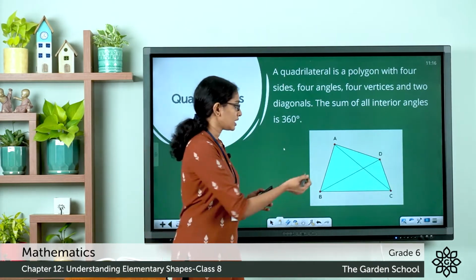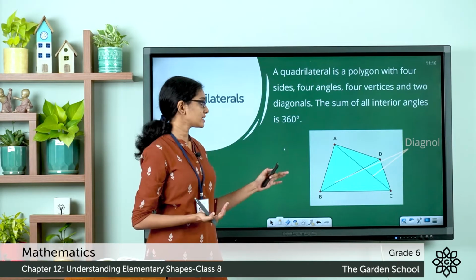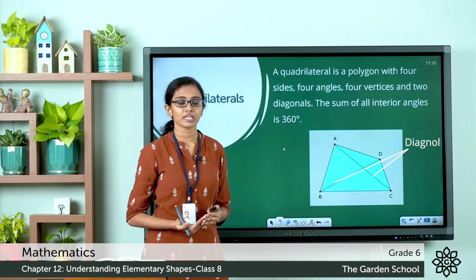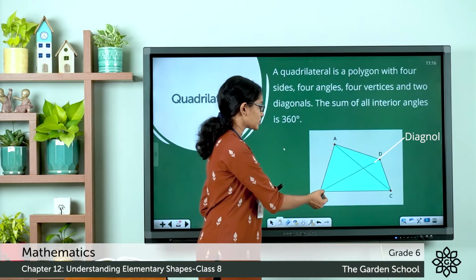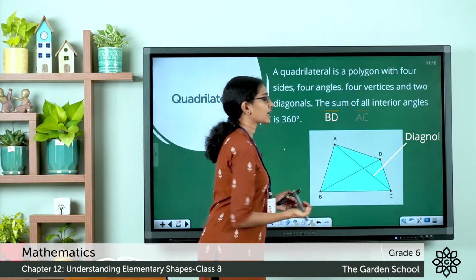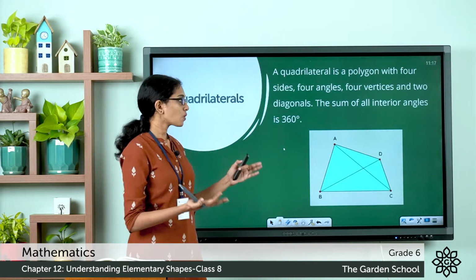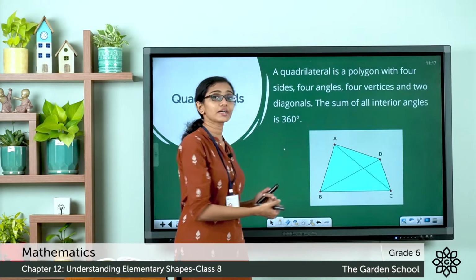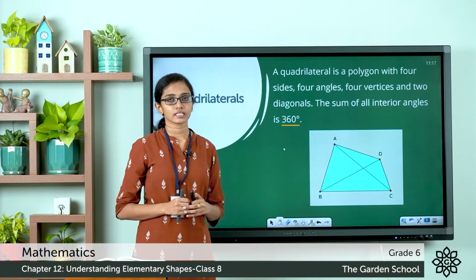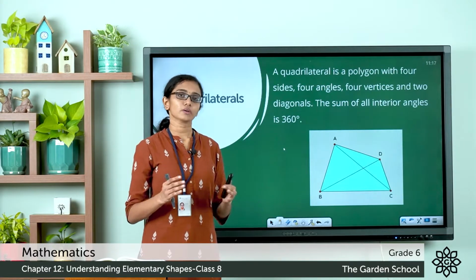You can see a line segment can be drawn between the opposite vertices and these are called the diagonals of the quadrilateral. So you have the diagonal which is line segment BD and you have the diagonal which is line segment AC. So for any quadrilateral, the sum of all the angles enclosed by the sides will be equal to 360 degree. So these are the main properties of a quadrilateral.